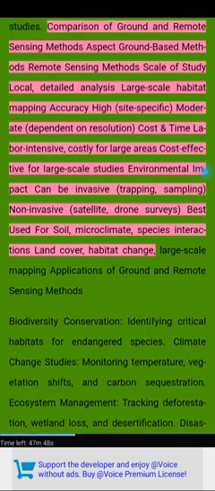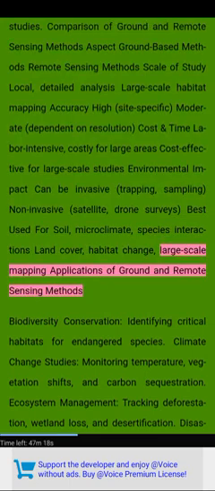Comparison of ground and remote sensing methods. Aspect: ground-based methods versus remote sensing methods. Scale of study: local, detailed analysis versus large-scale habitat mapping. Accuracy: high and site-specific versus moderate, dependent on resolution. Cost and time: labor-intensive versus cost-effective for large-scale studies. Environmental impact: trapping and sampling can be invasive, while satellite and drone surveys are non-invasive. Ground-based methods are best used for soil, microclimate, and species interactions. Remote sensing is best for land cover, habitat change, and large-scale mapping.